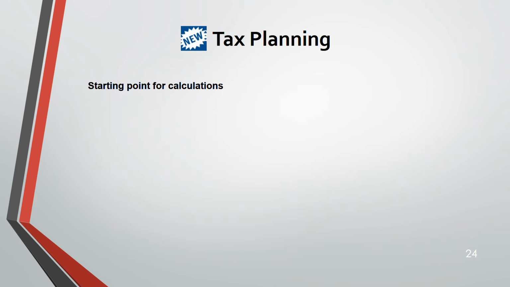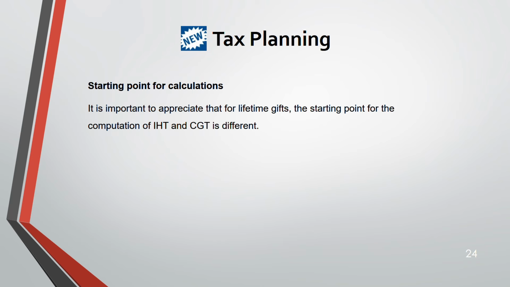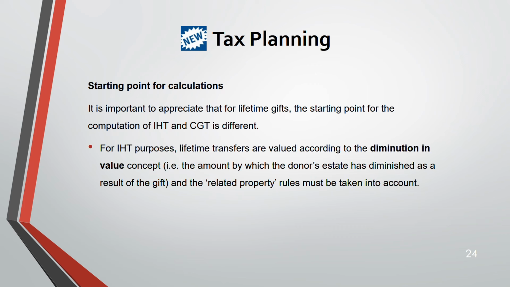Now, the starting point for calculation. So, how do you start? It is important to appreciate that for a lifetime gift, the starting point for computation of IHT and CGT are different. For IHT, lifetime transfers will be valued according to the transfer of value, also known as diminution in value. That means by how much the donor's estate has diminished in value because of the gift. And you also have to apply the related property rules.